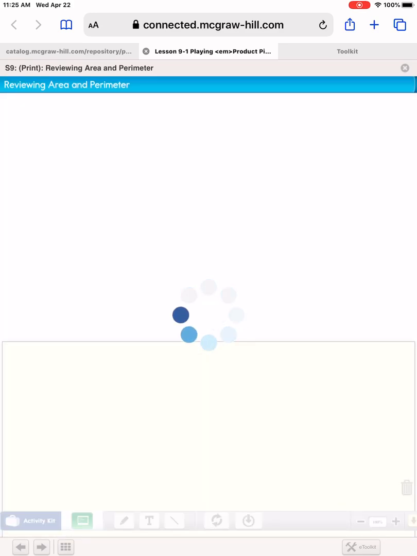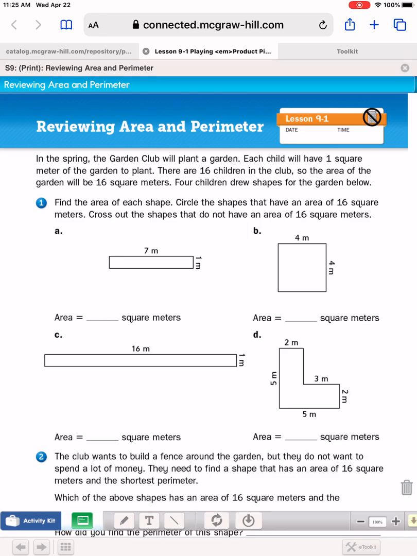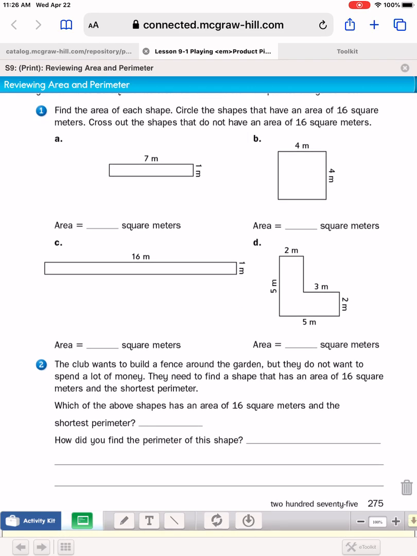the club wants to build a fence around the garden, but they do not want to spend a lot of money. They need to find a shape that has an area of 16 square meters and the shortest perimeter. So of the shapes A, B, C, and D that do have an area of 16, which one has the shortest perimeter? So remember, area is the area inside and perimeter is the distance around the outside.